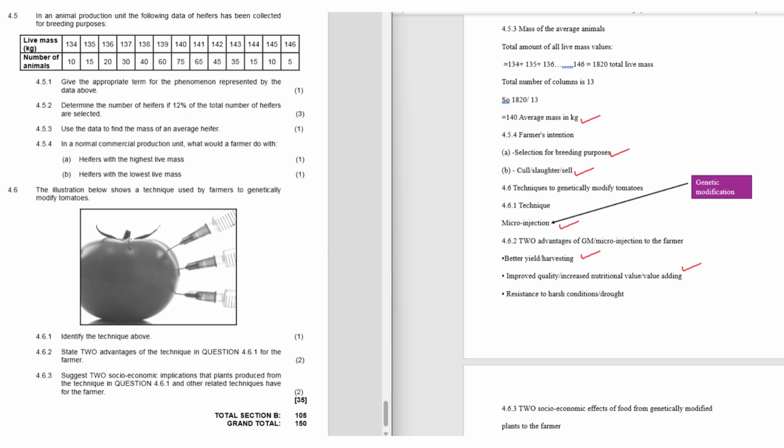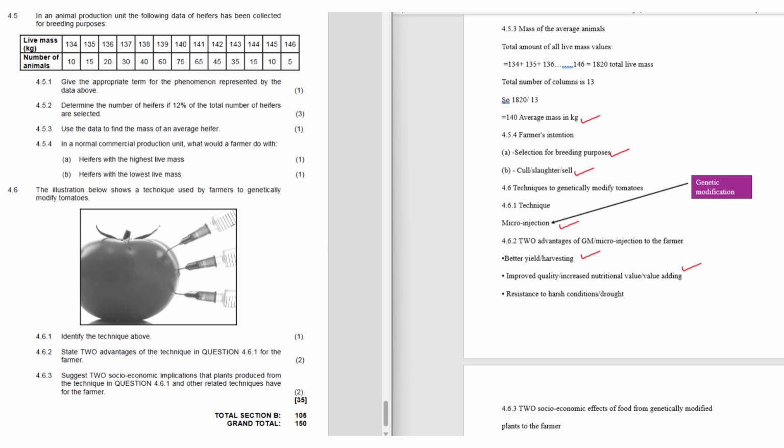And that's 4.5. In a normal commercial production unit, what will a farmer do? If I'm trying to put you in a condition where you are in a business where you make production, where you make products, then you have to make decisions based on the knowledge about breeding and genetics. But keep that in mind.